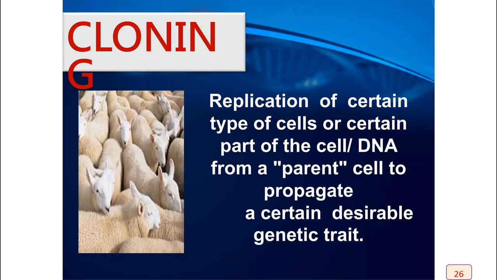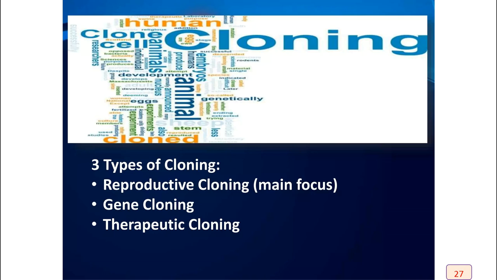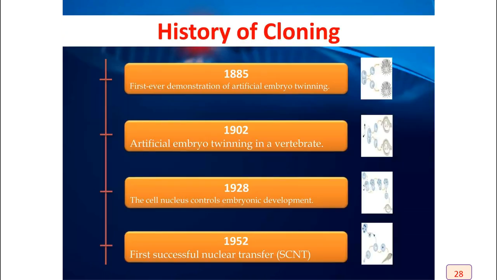Then cloning is a type of process where cells or certain parts of the cell or DNA from a parent cell are used to propagate certain desirable characters. That's why cloning is popular. So there are three types of cloning. One is reproductive cloning, our main focus. The second one is gene cloning, and the third one is therapeutic cloning. So there are varieties of these interesting factors. Let us go one by one.